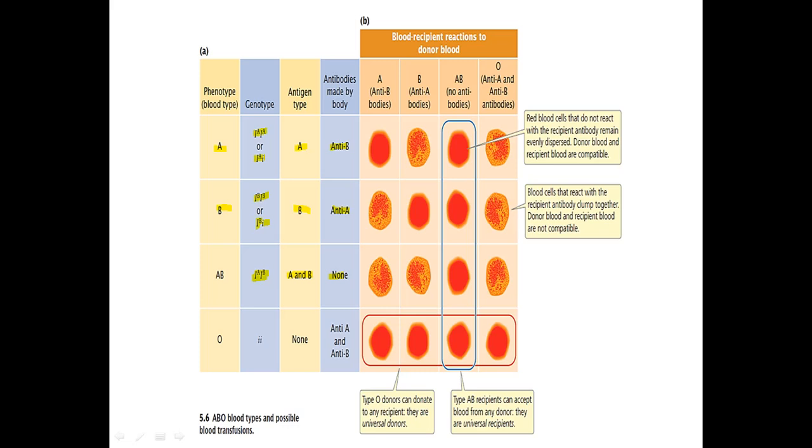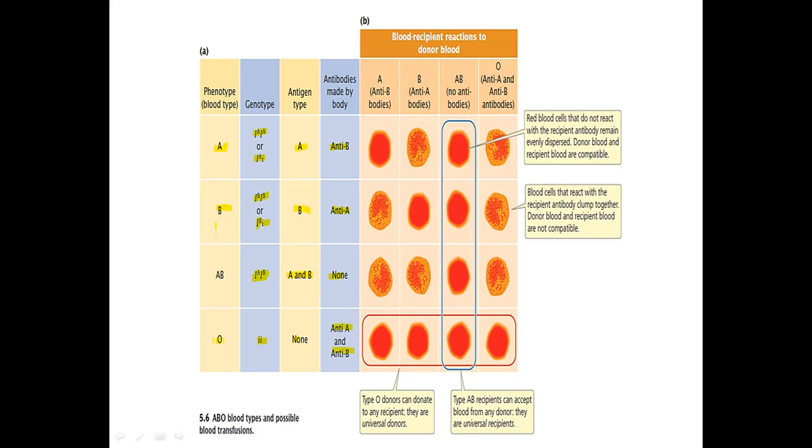So the AB blood group may receive from any blood group. It may receive from A, from B, from O. A person with O blood group cannot accept any blood except O, because it is pure recessive and does not have any antigen, but antibody A and antibody B are present.